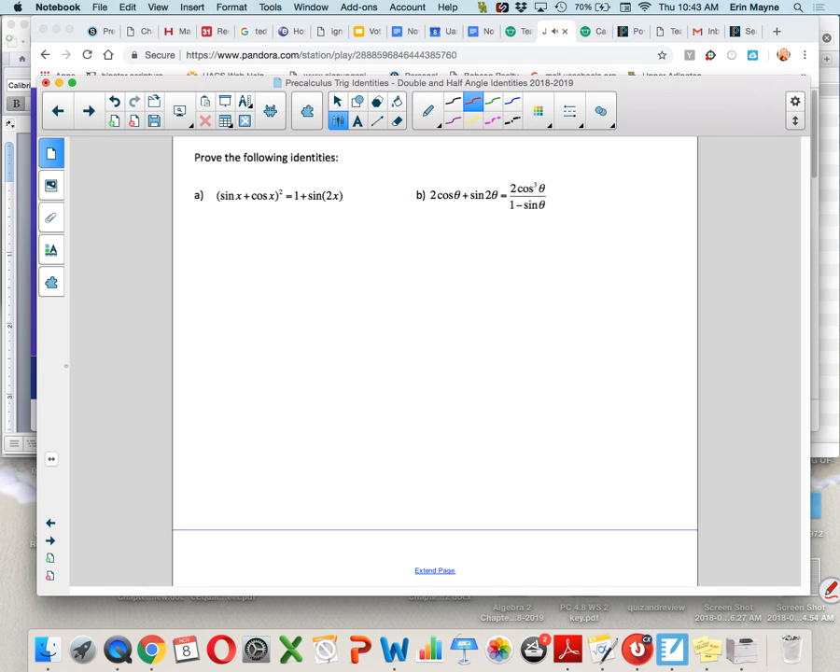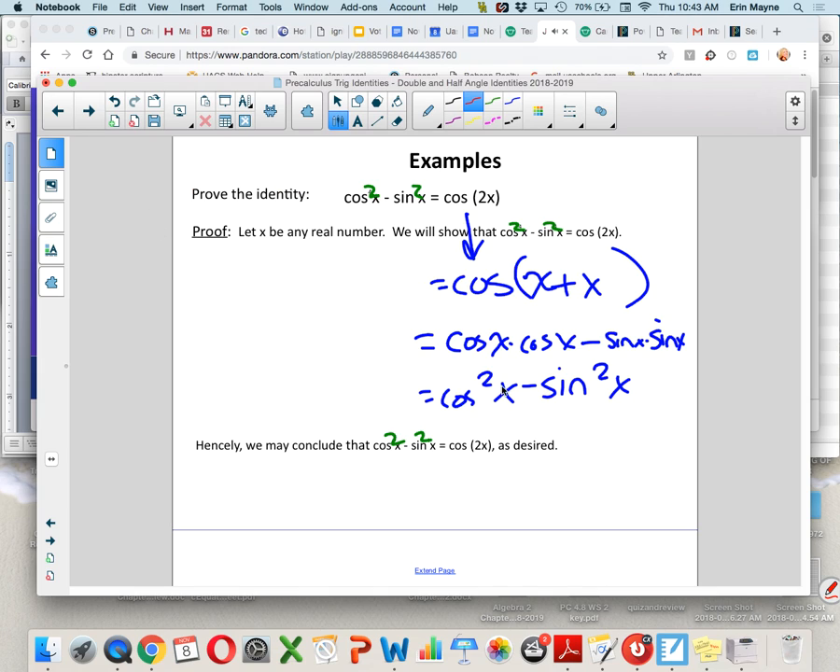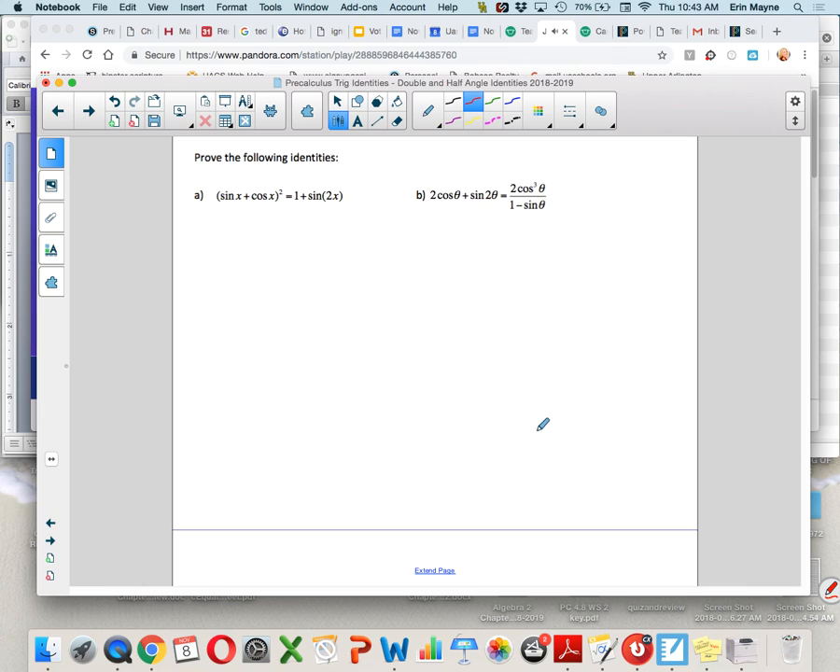Now, we're going to talk through a couple of these, and then on the other ones you're going to try them. Yeah. So what was the last step on the previous? Just cosine squared minus sine squared. Right here, Ben. Okay.